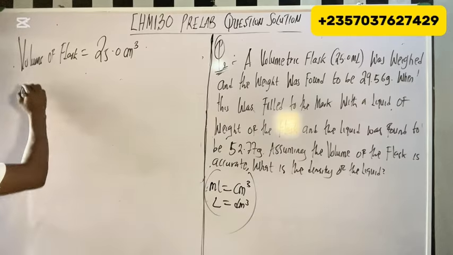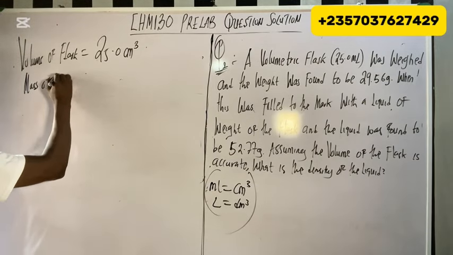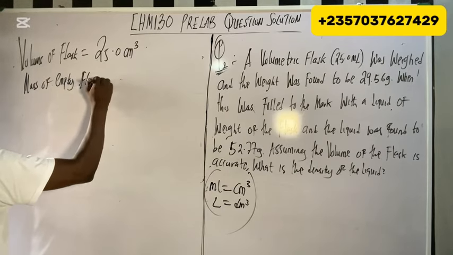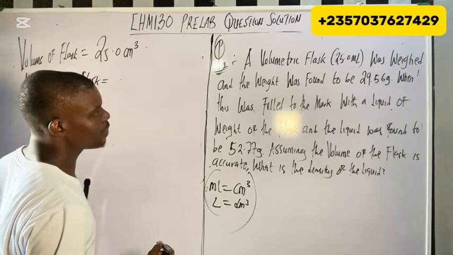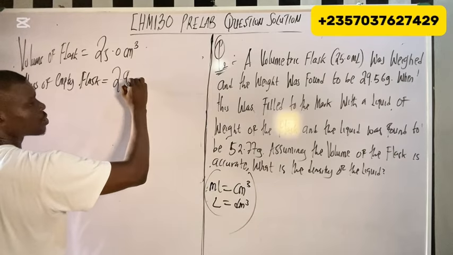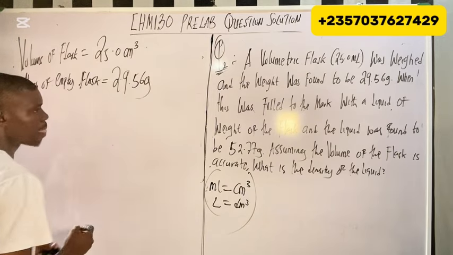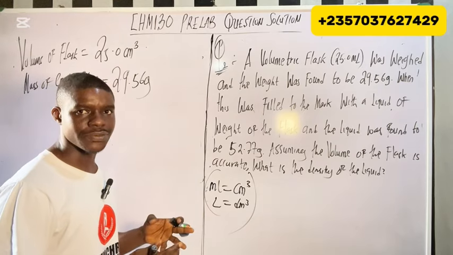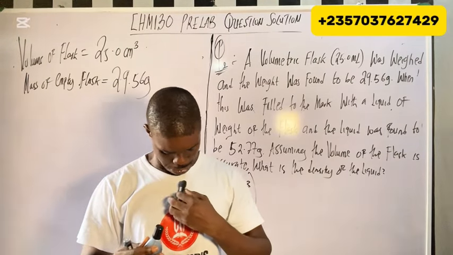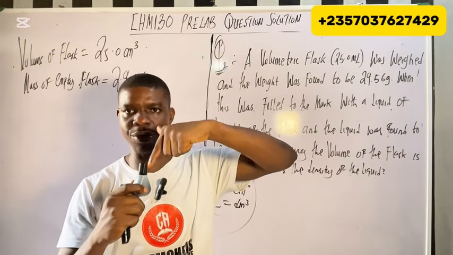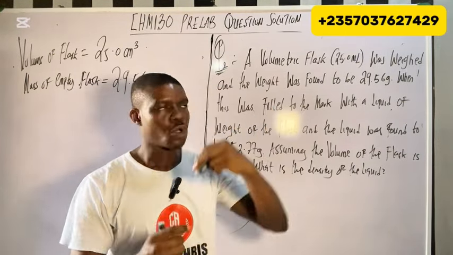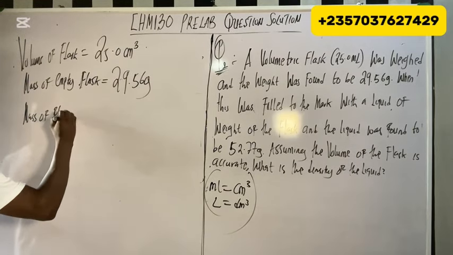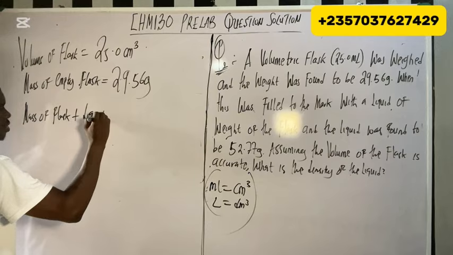Mass of empty flask is 29.56 gram. Now, when this was filled with a liquid, the volumetric flask is being added water. So you can say mass of flask plus liquid, when you add the liquid here.